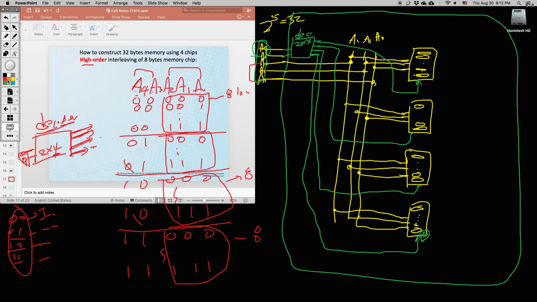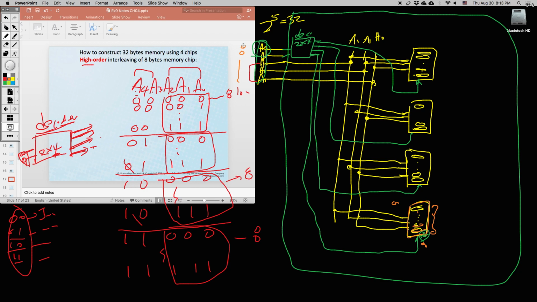So if we do this high order interleaving, then what you find is as follows. If I assign all zeros, 0, 0, then because of 0, 0, only this chip is enabled. Then if we give all zeros, and then 1, and so on, 0 through 7 is selected from this chip.